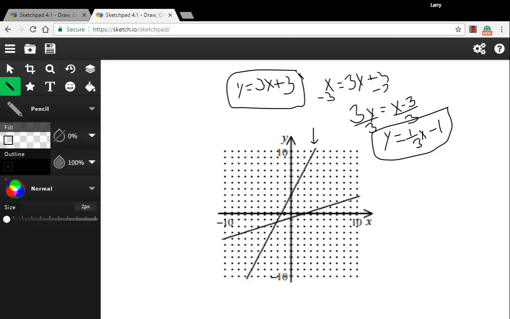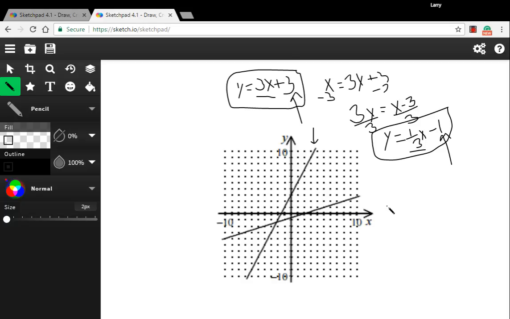And there are a couple of things you should notice about this. First of all, the y-intercepts. This one's positive, this one's negative. If one y-intercept is positive, the other one's going to be negative in inverse lines like this. So that is something to look for. And then the slopes are going to be reciprocals of each other. So if this slope is 3x, this slope is going to be 1/3. So those are the keys in looking at inverse lines.